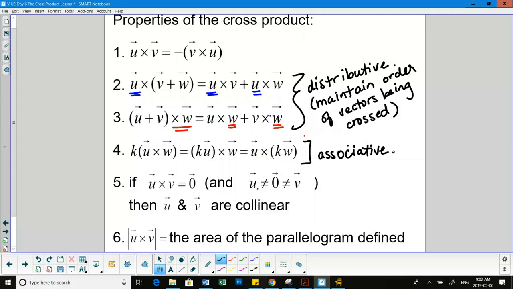Mark: So does the dot product also have distributive properties? Yes, it does.